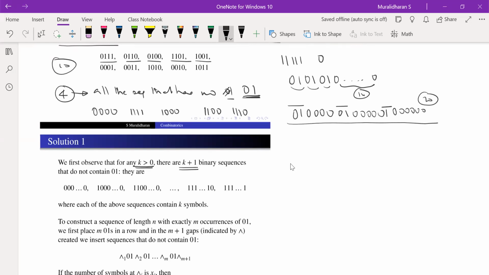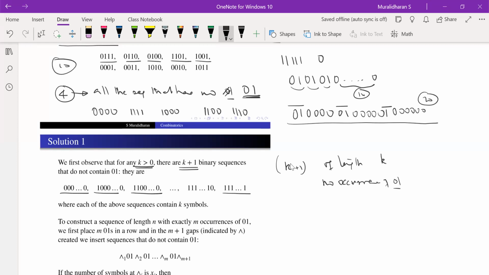That means here there is no 1, here there is one 1, here there are two 1s, here there are three 1s, and so on up to all of them. There are k plus 1 binary sequences of length k that have no occurrence of 0, 1. Correct? Isn't it? Now, our idea is this.